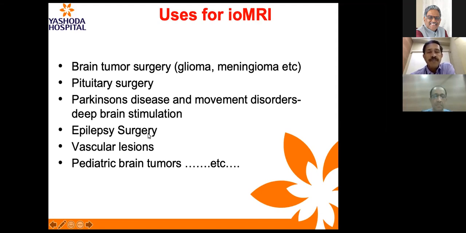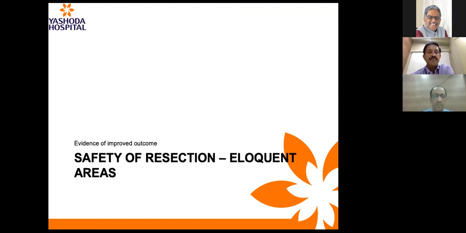You can use it in epilepsy surgery, tumors, etc. Once you have the tool, the indications can be as many as you can find it to be useful in. Now I'll give you all examples of all this technology that have been used in various tumors and how they complement each other. It's not just one technology.